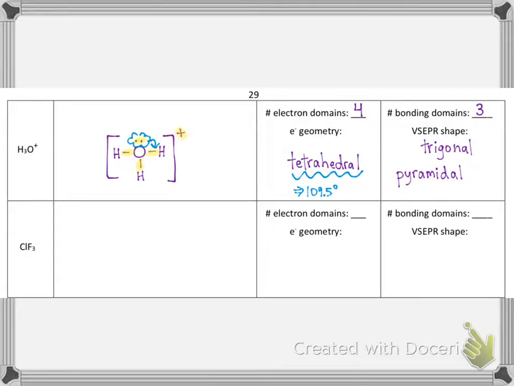I don't know why it's not 107.5, it's just 107. If you put 107.5, you would still be within the range. You would be fine. But I don't know, it's just a thing. People say 107.